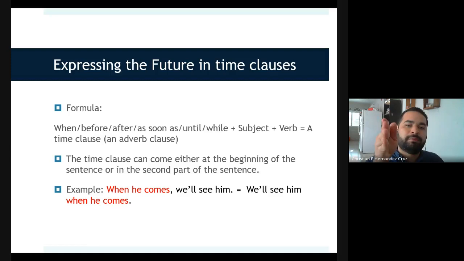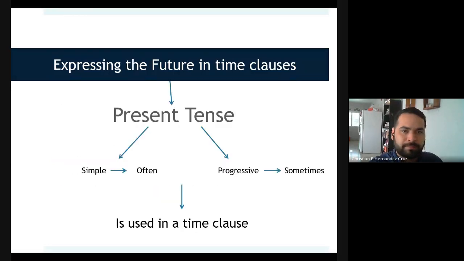Example, when he comes, we'll see him. And of course, we could change it up and say, we'll see him when he comes. Okay? So basically, this is telling you, when are we going to see him? Well, it's based on the conditional or the time clause, when he comes. Okay, it's based on this person's arrival. That is when we will be able to see him.